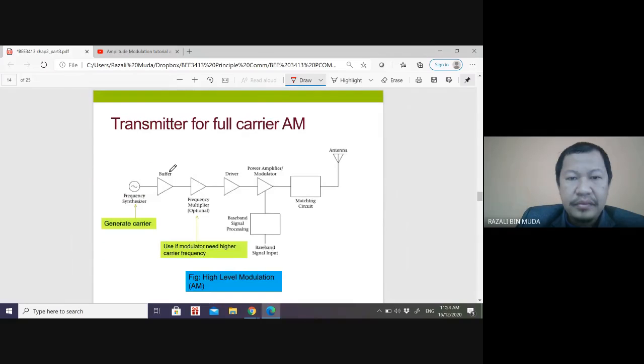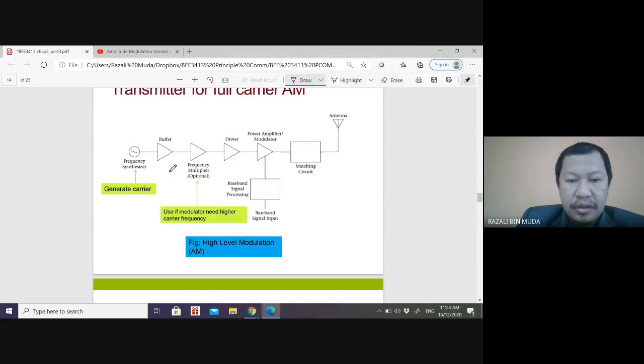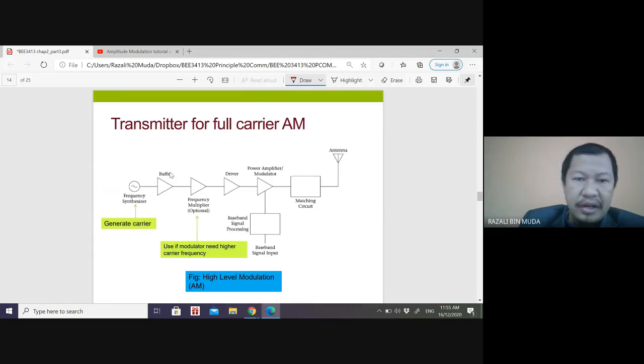Okay, this is the block diagram for the transmitter for full carrier AM. First we have a frequency synthesizer. The main function of the frequency synthesizer is basically to generate the carrier signal, FC. Then we have the buffer and frequency multiplier.